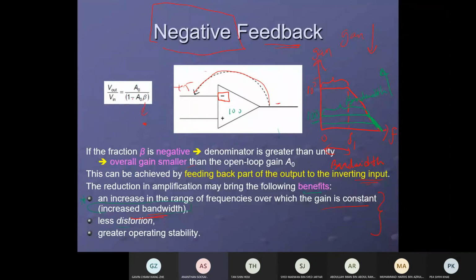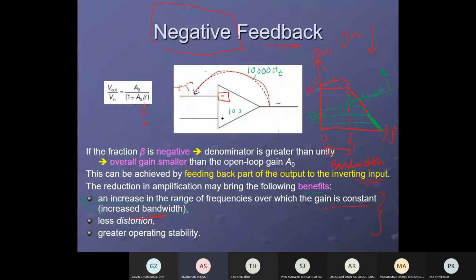Next, the second benefit is less distortion. What is the meaning of less distortion? Just now I told you, if the bandwidth is small, let's say the bandwidth is only 10,000 hertz, only 10,000 hertz.